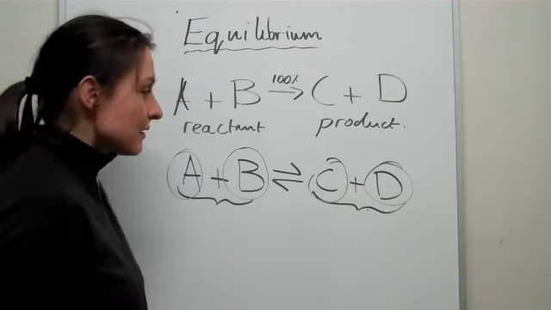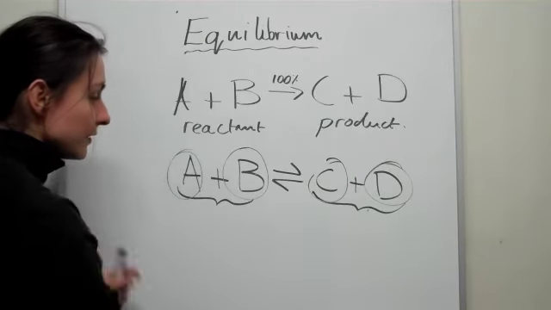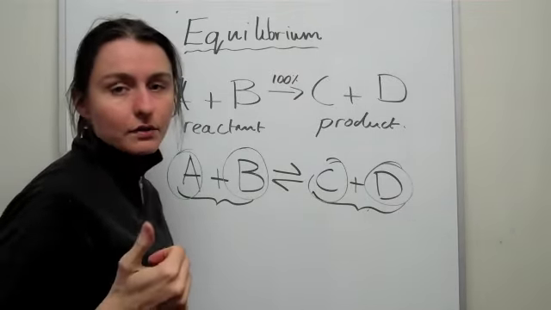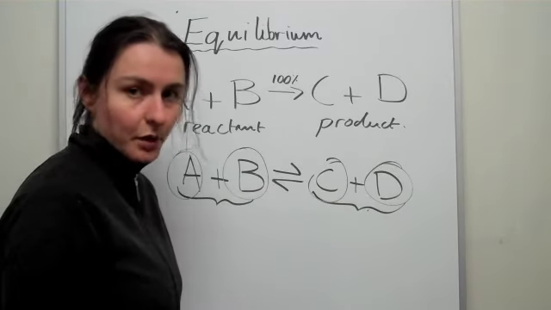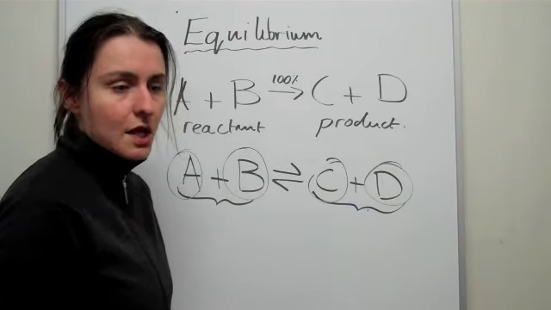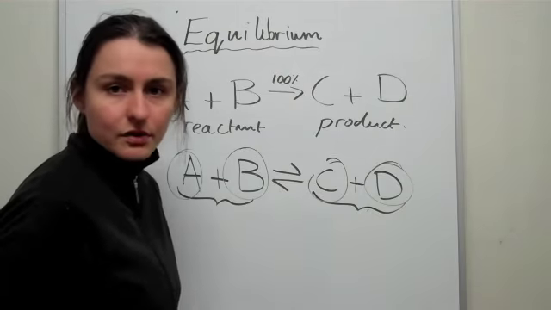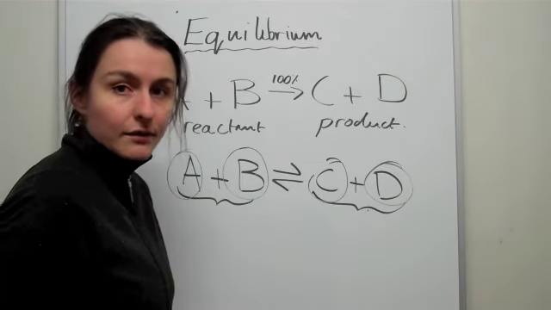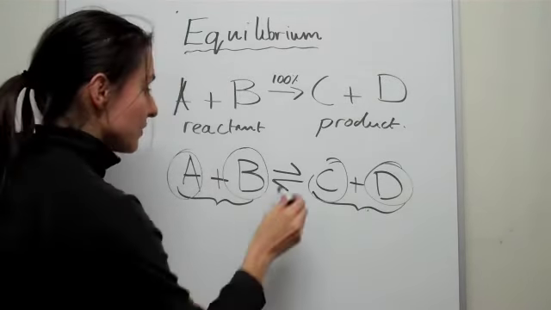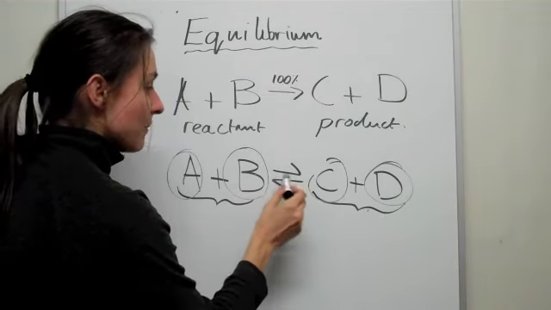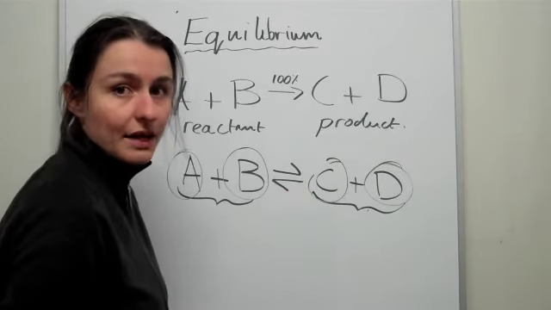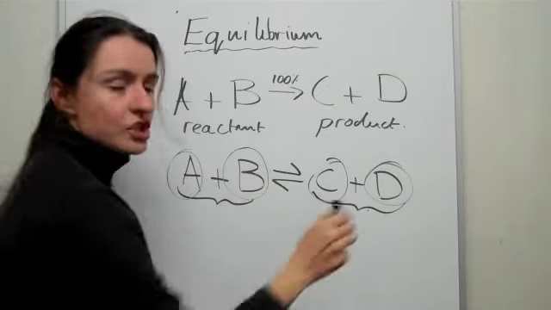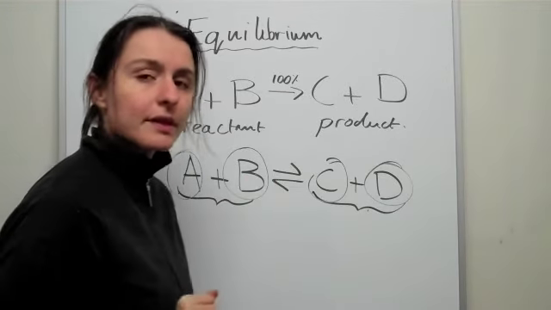So you'll find that the definitions that you have to use for equilibrium is that it's a dynamic process. That's the first definition. The second definition that you have to use is that the rate of the forward reaction is equal to the rate of the backward reaction, and the concentrations remain the same. So essentially three things.